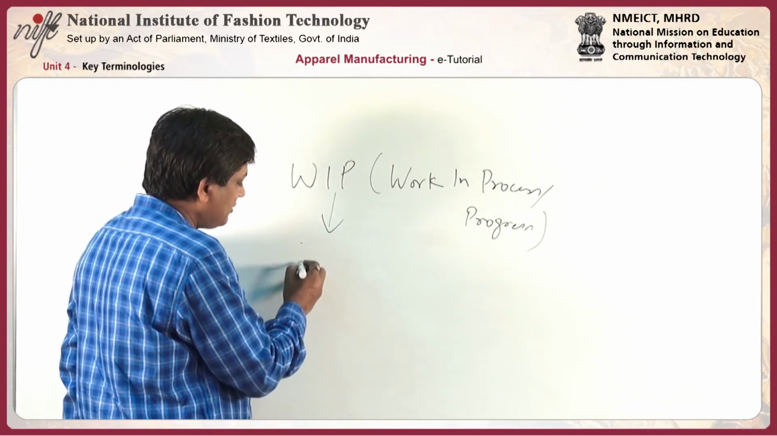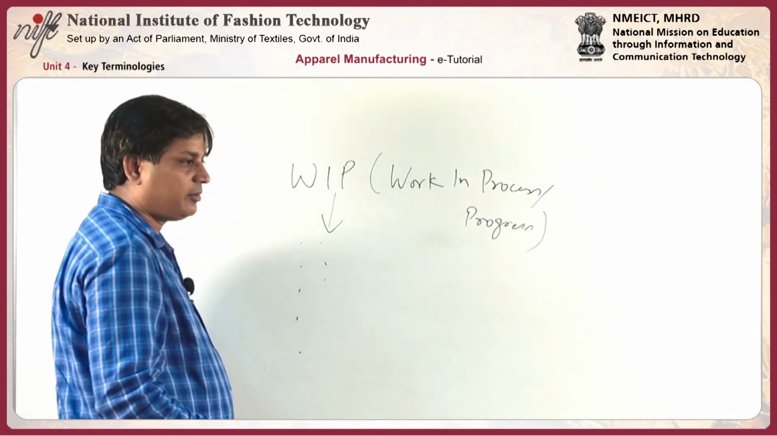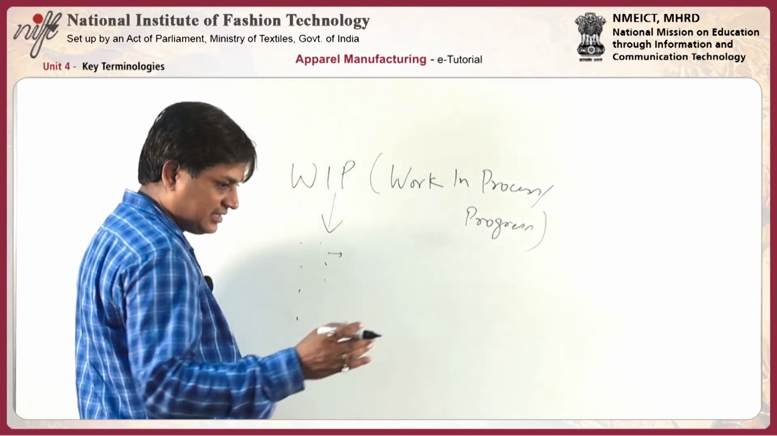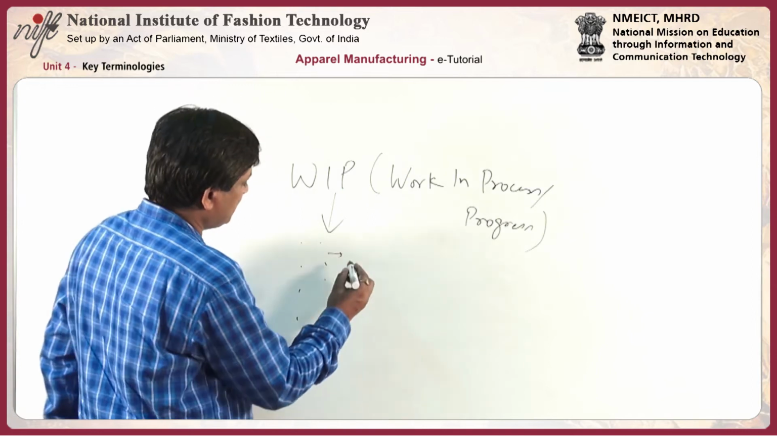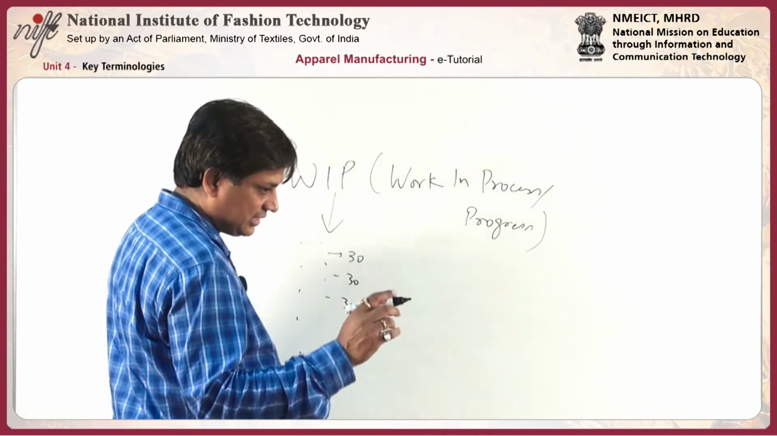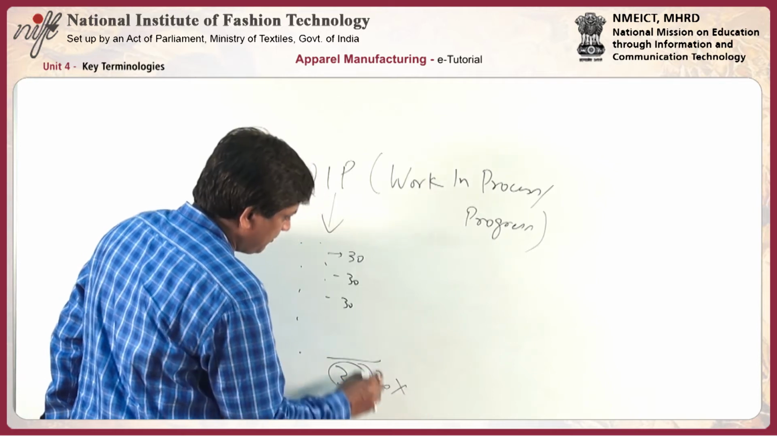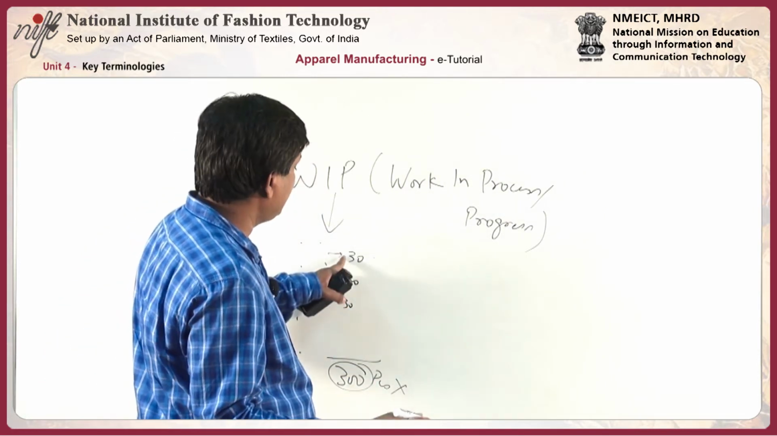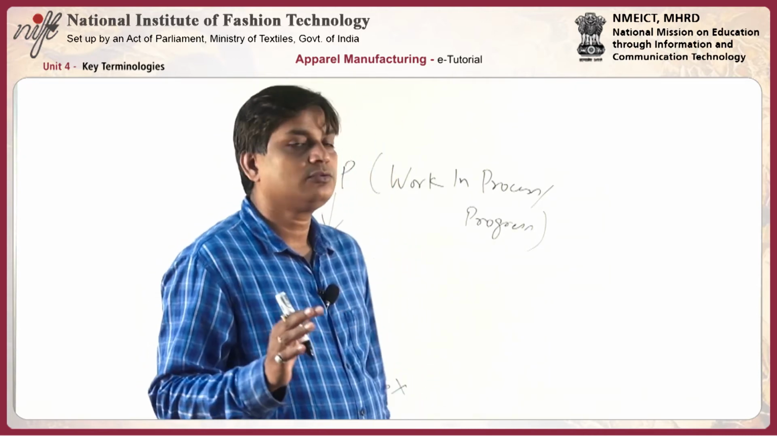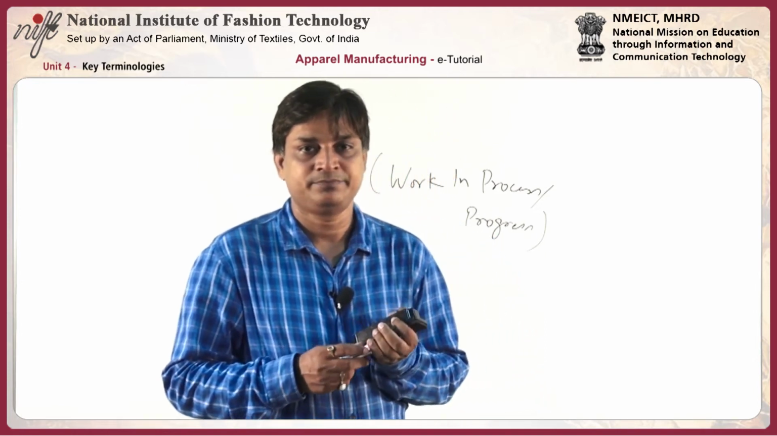Suppose we have 10 operations, and for the 10 operations we have allocated 10 operators, and between the two operations there is a waiting bundle of 30 pieces. Because at every workstation we have one bundle, and 10 workstations have 10 waiting bundles, 10 into 30 is 300. The 300 pieces is basically the WIP.